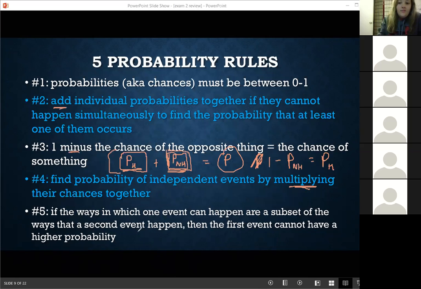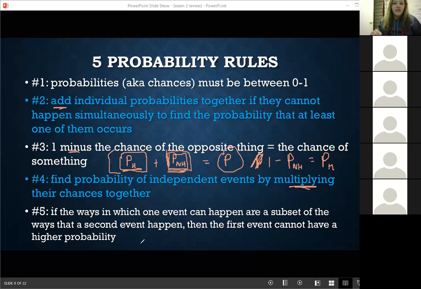And then this last rule is kind of just conceptual. I'll just read: if the ways in which one event can happen are a subset of the ways that a second event can happen, then the first event cannot have a higher probability. So this is just saying that if the ways that something can happen come after different chances of the first thing happening, then the first event can't have a higher probability, because if it did, that would kind of mess up the sub-steps.